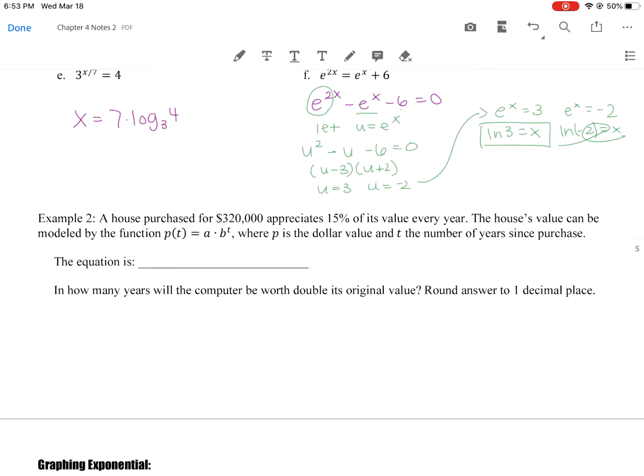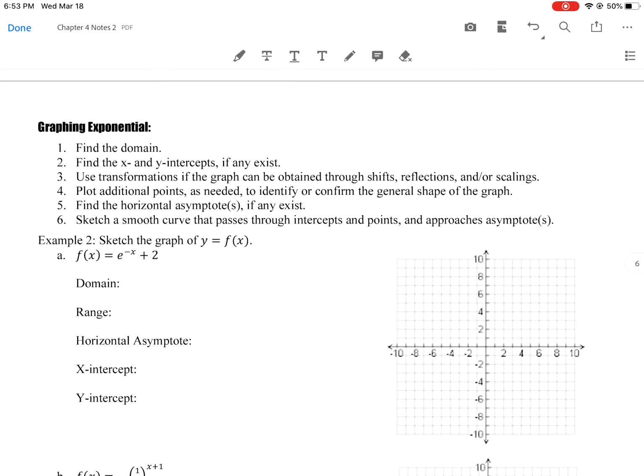All right. I'm gonna actually skip this next example as we have lots of these in 4.5, so I'm not gonna worry about it as much here. Okay, but let's talk about graphing exponentials.